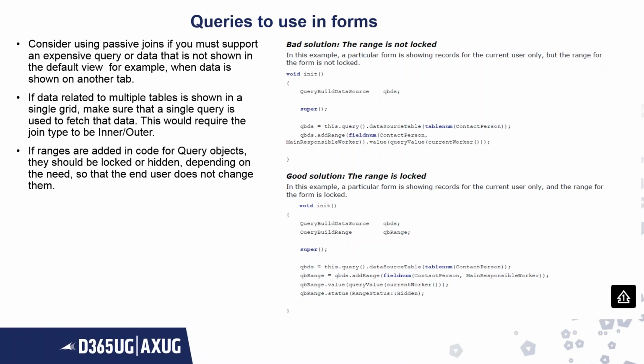If the ranges are added in the code, they should be locked or hidden depending on the need, so that the end user does not change them. For example, let's see what a bad solution looks like, and what a good solution looks like. When the range is not locked, for example, in this example, a particular form is showing records for the current user only, but the range is not locked for the form. And here the range is locked. A good solution would be a particular form where the range is locked, so that will help to run this query much faster.